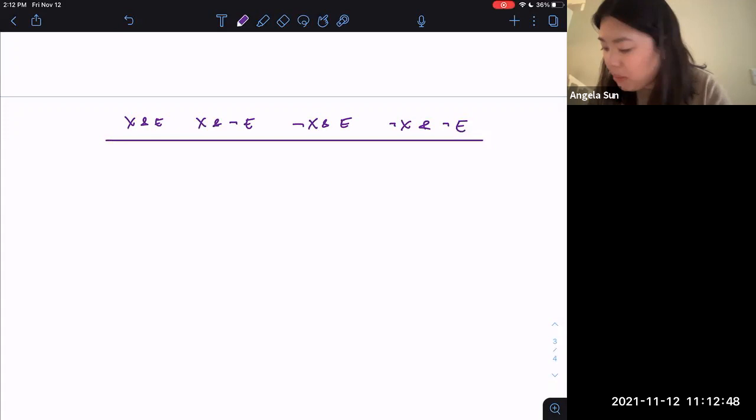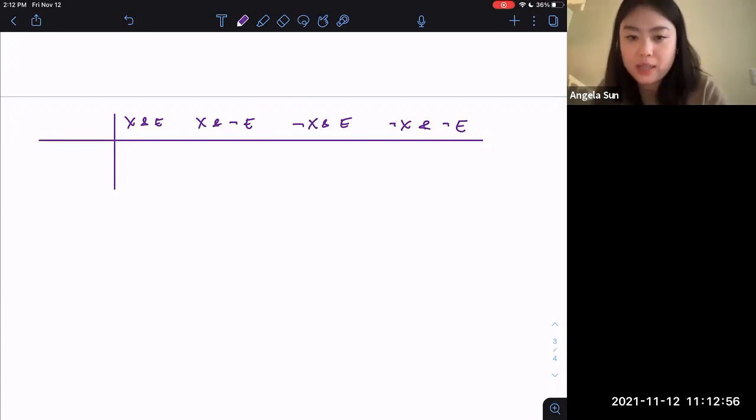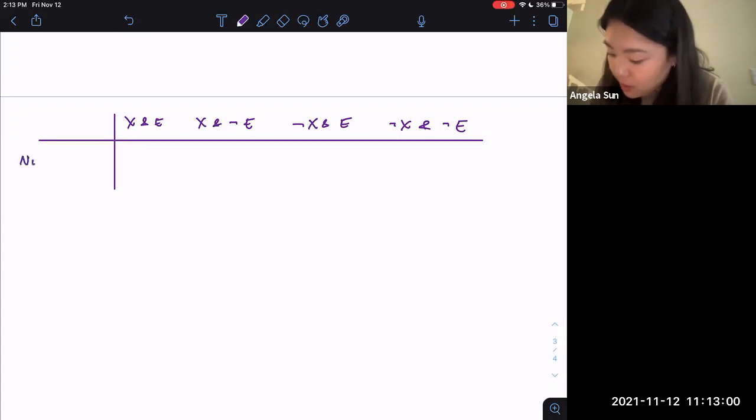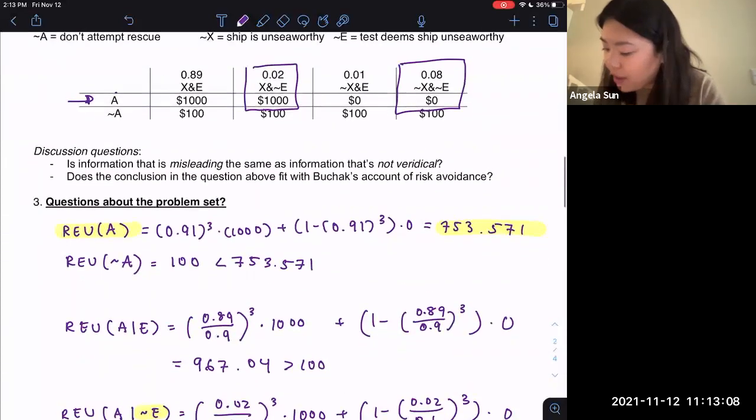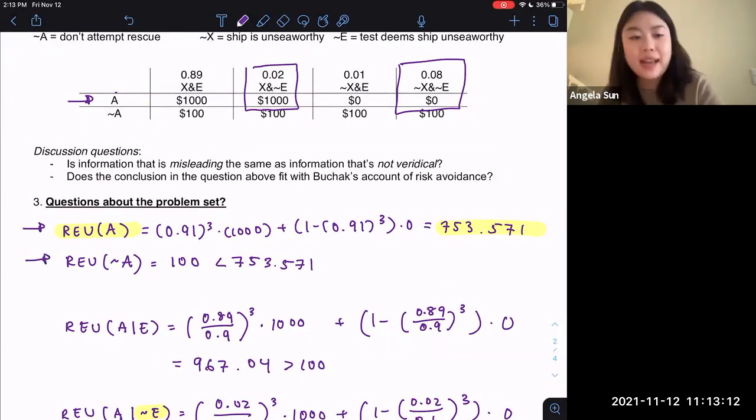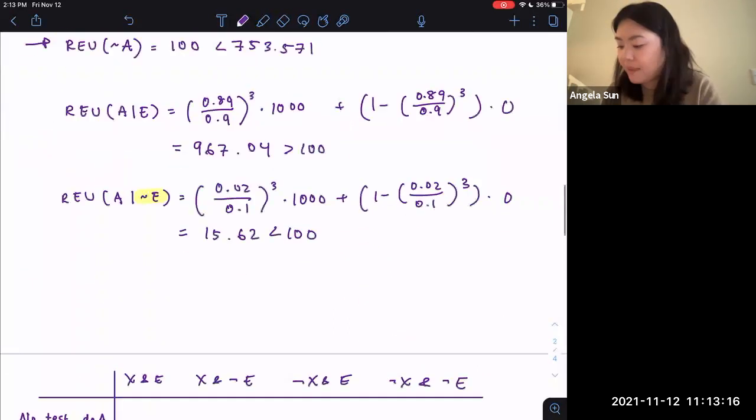And remember that we're trying to figure out whether to do the experiment or not to do the experiment. So let's compare those two outcomes. We first have the option of not doing the test and just doing A, right? So remember from up here, we figured out that the REU of A is greater than the REU of not A. So if we don't do the experiment, we're going to choose A over not A.